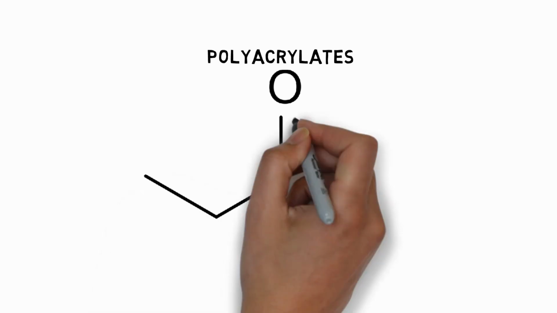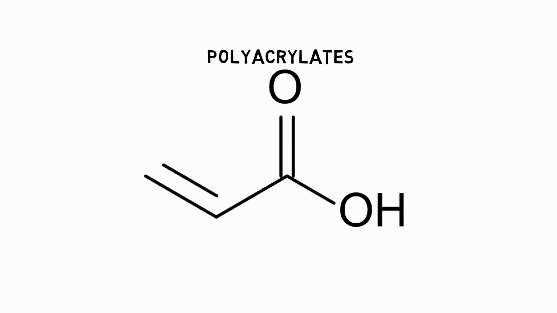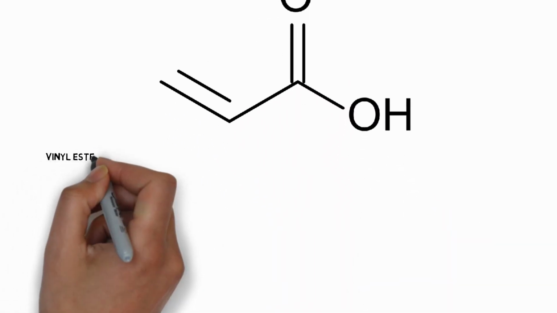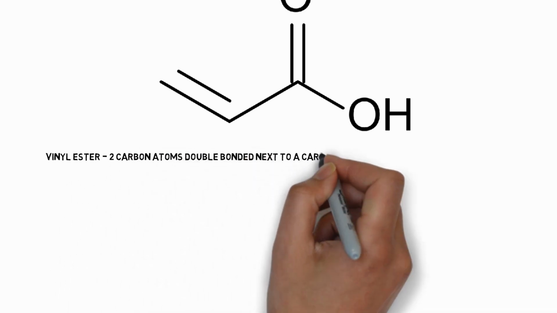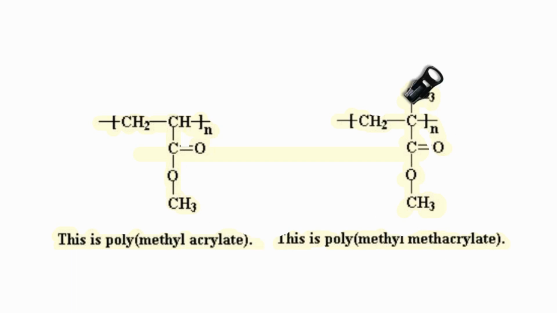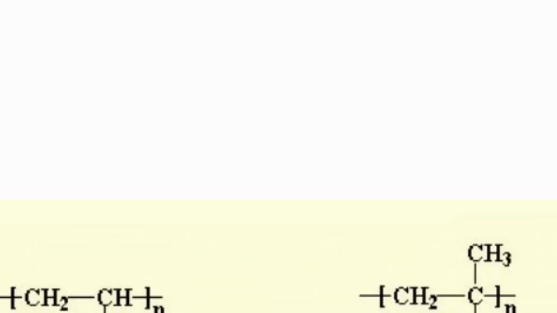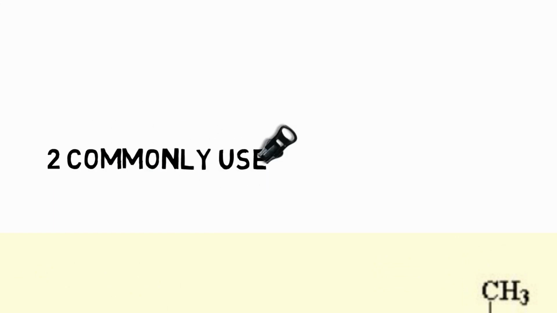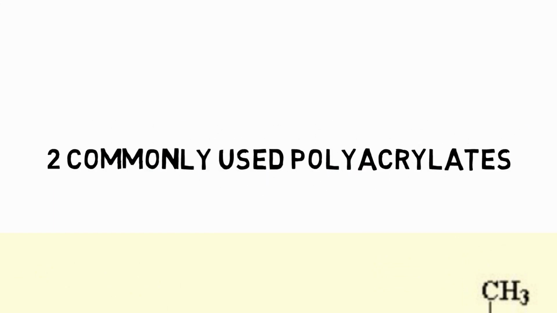As you all know, a polymer is a large molecule composed of small repeated units called monomers. Polyacrylates are made from acrylate monomers. It is a vinyl polymer, that is, two carbon atoms are double bonded to each other next to a carbonyl carbon of an ester group. You have just seen examples of the two most commonly used polymers. One is polymethyl acrylate and another is polymethyl methacrylate.